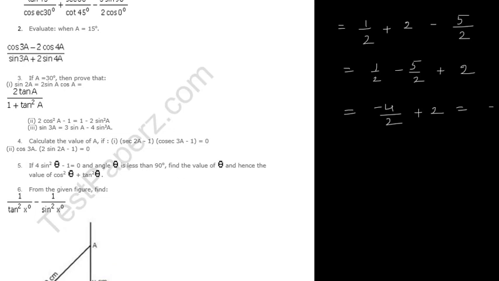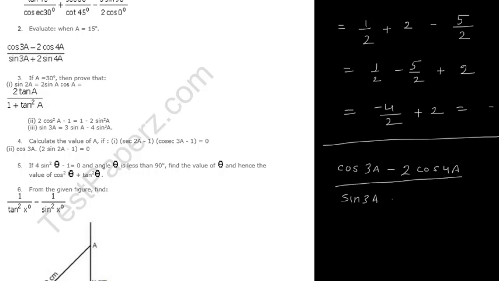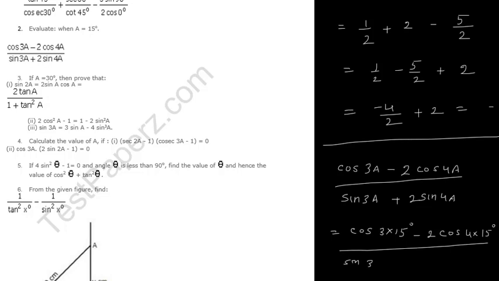divided by sin 3A plus 2 sin 4A. This is equal to cos 3 into the value of A, which is 15 degree, minus 2 cos 4 into 15 degree, divided by sin 3 into 15 degree plus 2 sin 4 into 15 degree.